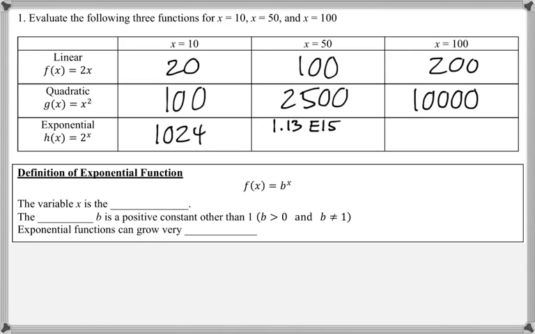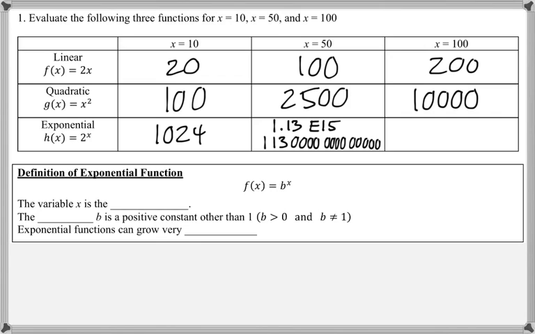E15 there. Now E15 is scientific notation, and it means that we need to move our decimal place 15 places to the right. So I'm going to move it twice for the 1 and the 3, and then I need to add 13 zeros. So that's a really big number.